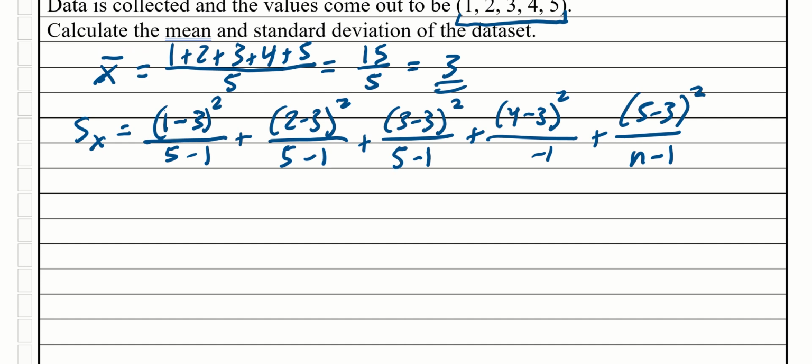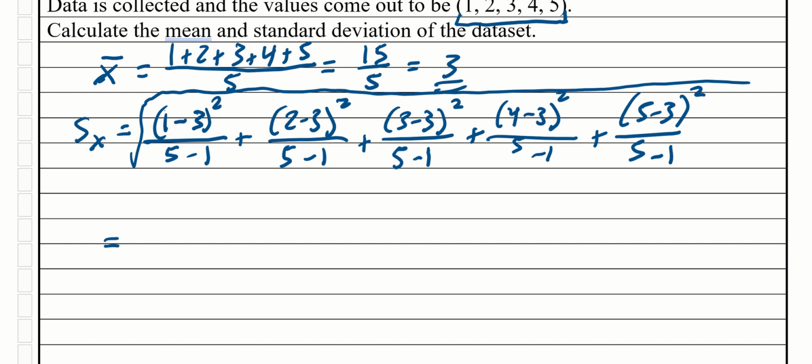So we're going to do this for each individual value. We're going to add all these together, and at the very end, since we have squared something throughout the whole problem, at the very end, we're going to take the square root of everything. So this is what it would look like. So let's take these one at a time here.